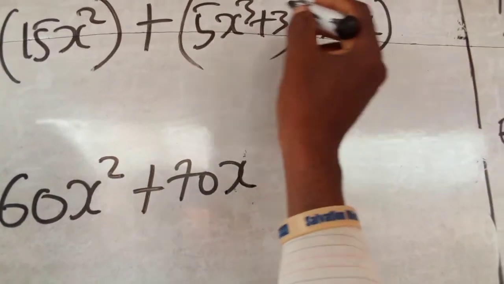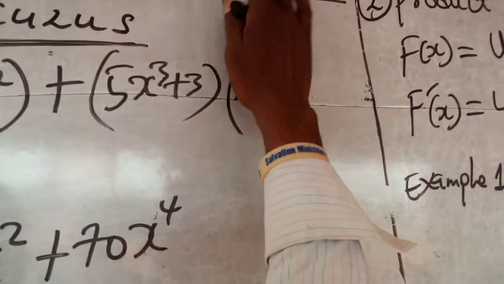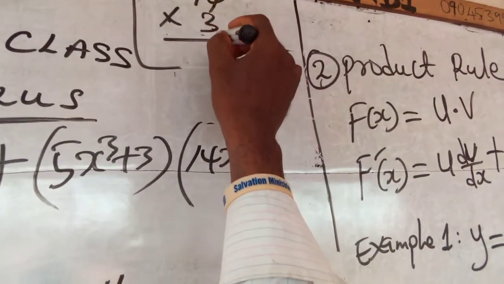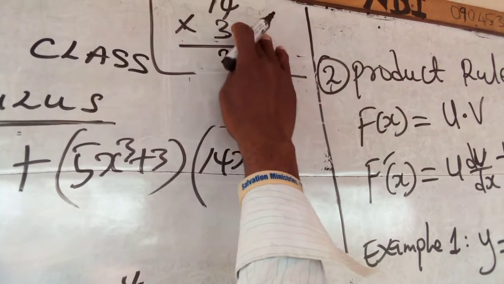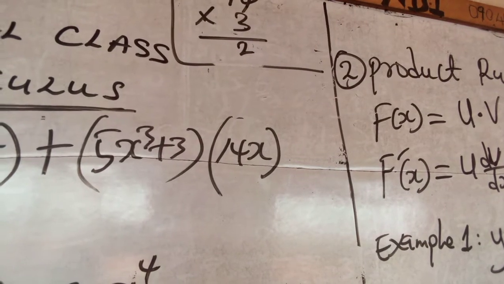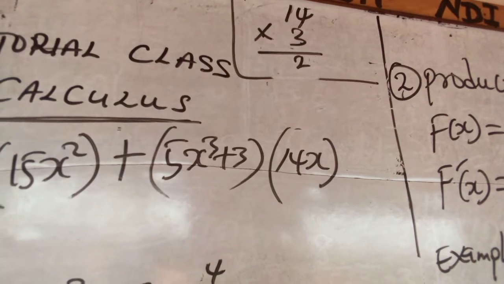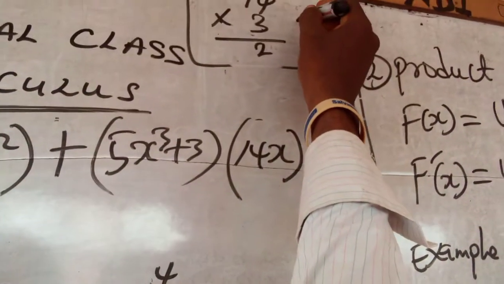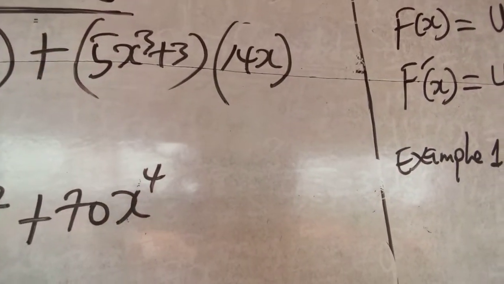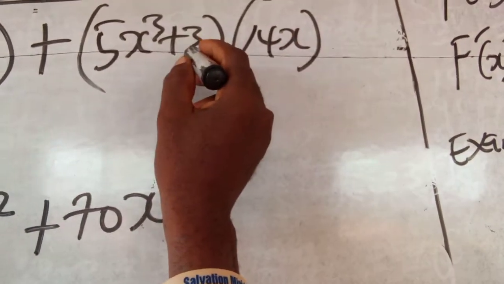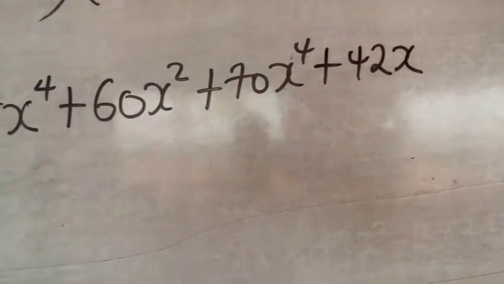So 1 is here now. 1 plus 3 will give you 4. Then 14 times 3 will give you what? 3 times 4 is 12. You write 2. Carry 1. Then 1 times 3 is 3. Plus what we carried, 1. So it will give you 42. So 14 times 3 is now 42s.